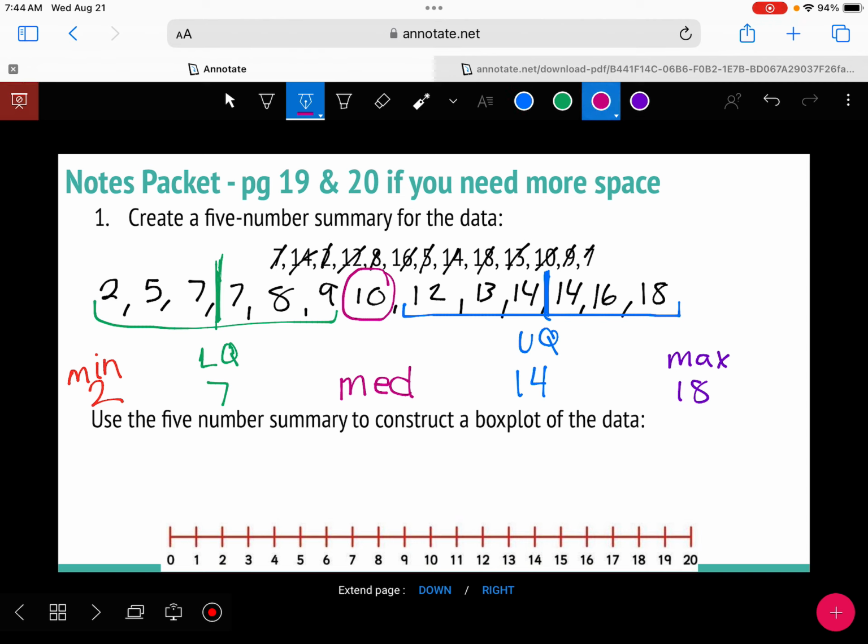I'm going to just put the number 10 with my median because I didn't actually write it. This is our 5-number summary. It has 1, 2, 3, 4, 5. It is also the 5 numbers we need in order to make our box plot.